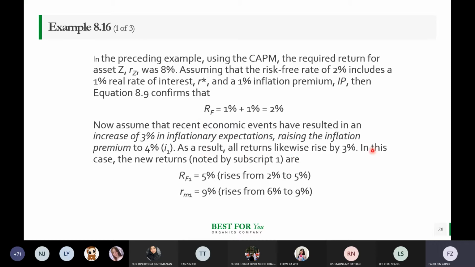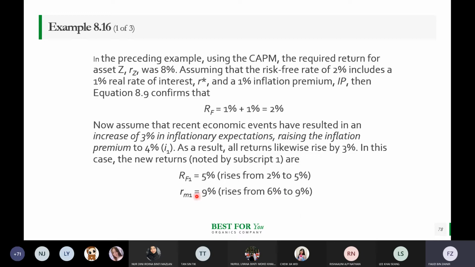As a result, all returns likewise rise by 3% in this case. So the risk-free rate will change here from 2% to 5%, because of raising the inflation premium to 4%. So these numbers here change from 1% to 4%. So you have incremental changes of 3%. If you have 1% plus 4%, it becomes 5%.